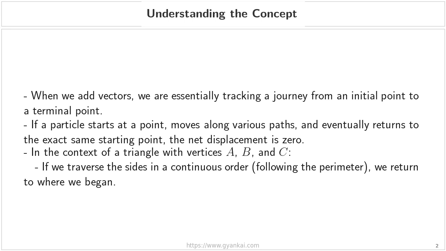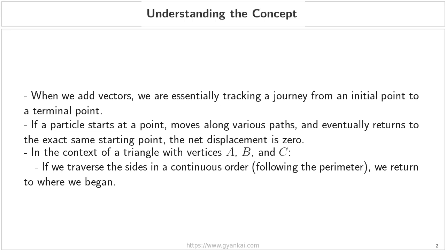Let's apply this specifically to the geometry of a triangle. Imagine a triangle with vertices labeled A, B, and C. If we traverse the sides of this triangle in a continuous, sequential order, meaning we follow the perimeter from A to B, then B to C, and finally C back to A, we have completed a loop. Because we have returned to exactly where we began, we are setting the stage to prove that the sum of these specific vectors will result in a zero vector, which we will mathematically demonstrate in the next slide.